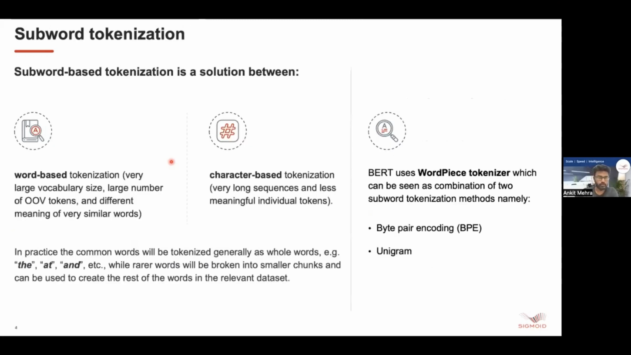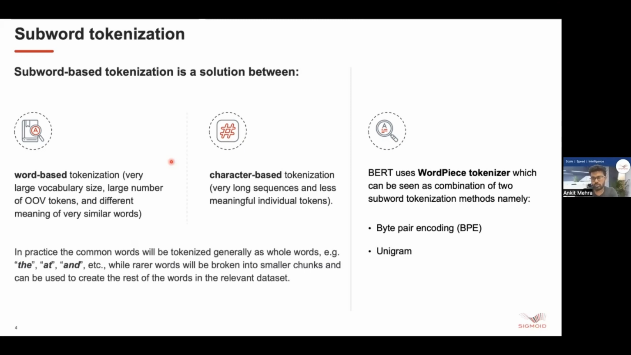Now looking at subword tokenization, what it is. So subword tokenization is essentially a solution between word-based and character-based tokenization while eradicating the drawbacks of both word-based and character-based tokenization method. In practice, the common words are tokenized as the whole words, but the rarer words are broken into small chunks and can be used to create the relevant dataset.